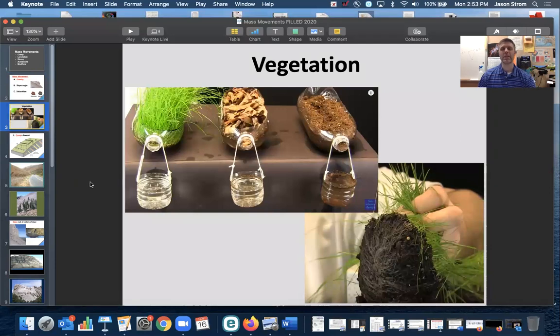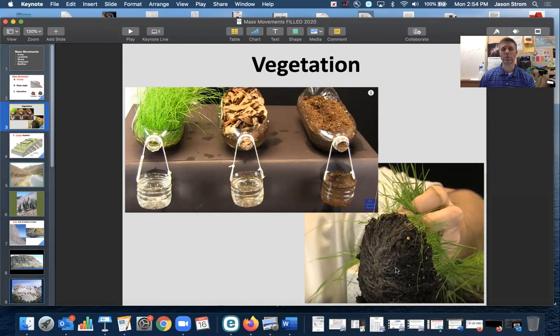The next one, something that can affect the possibility of mass movements, is vegetation. So here we have one container that has grass growing in it with some soil. Here has soil with leaves on top and then just soil. So you can see that there's a lot more sediment that's been eroded into this collection cup in just the bare soil compared to the one with the living grass.